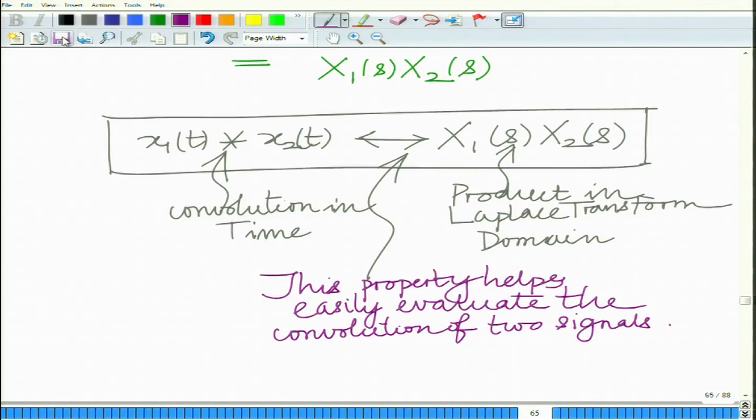This property helps easily evaluate the convolution of two signals, because rather than evaluating a convolution, which is typically difficult because it involves an integral, if one has knowledge of the Laplace transforms of the two signals, then the Laplace transform of the convolution can be readily evaluated by the multiplication of the Laplace transforms of these two signals. So, that is important. It is a very convenient tool.